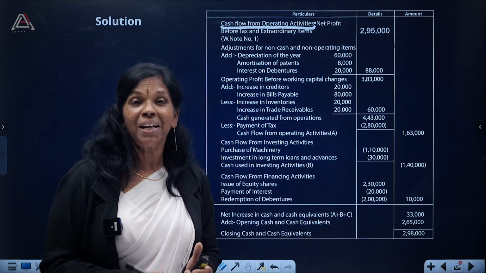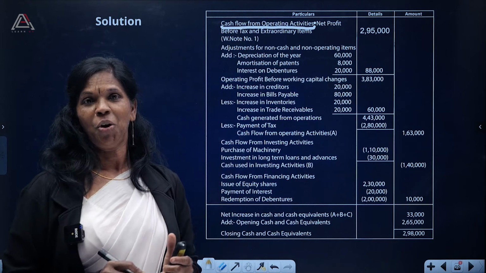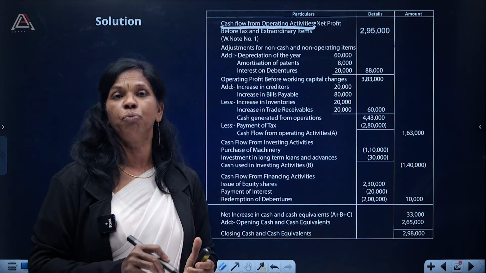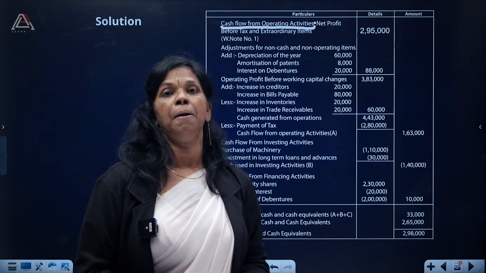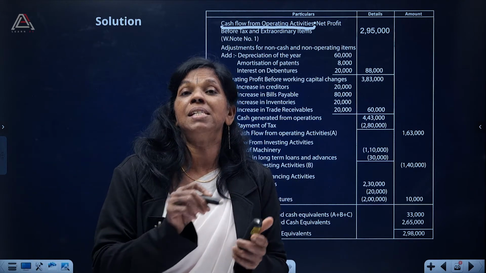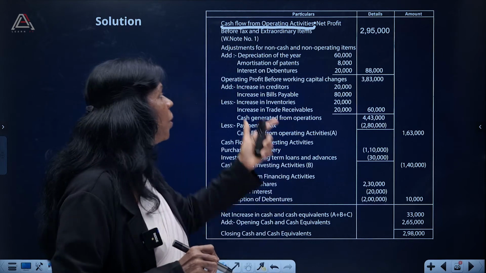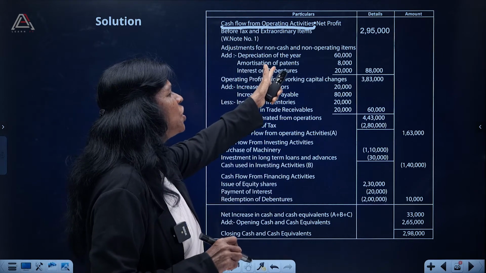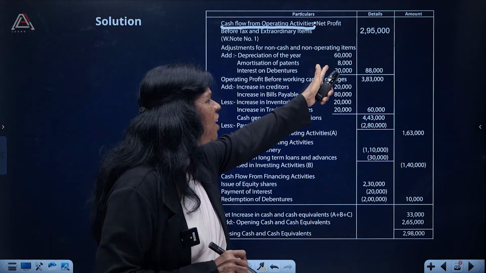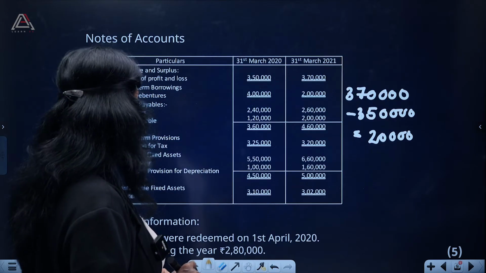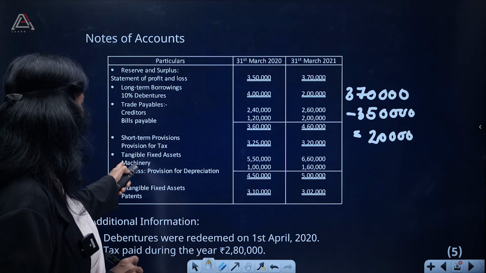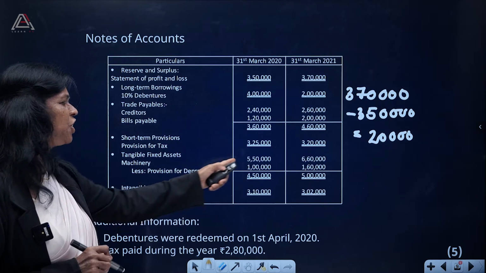Then you have to check whether there is depreciation, amortization of goodwill or intangible assets, or interest. All these you have to check. So we can see depreciation of the year. How did we get this 60,000? Coming to the notes to accounts, see, this is the notes to accounts. Here you can see machinery.